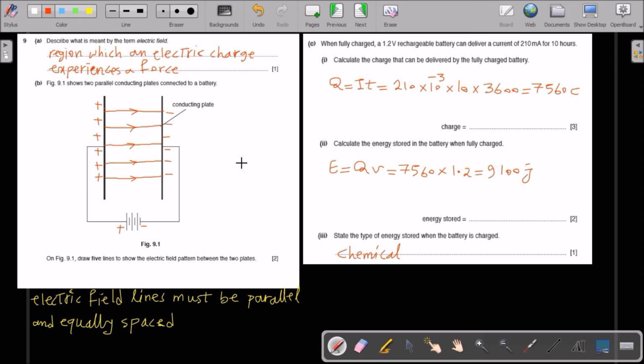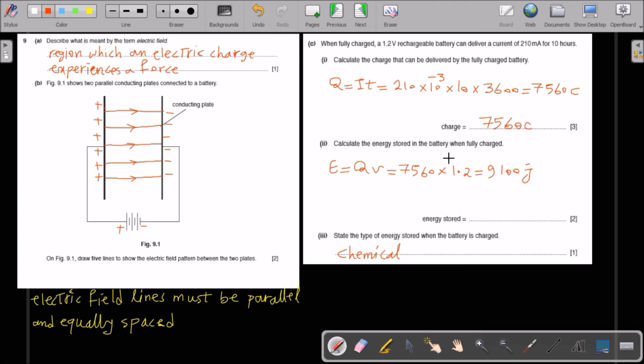Part C. When fully charged, a 1.2 volt rechargeable battery can deliver a current of 210 milliampere for 10 hours. Calculate the charge that can be delivered by the fully charged battery. So you know that charge is equal to IT. I is given 210 milliampere, so change it to ampere, times 10 hours, which is 10 times 3600. We can get 7560 coulomb.